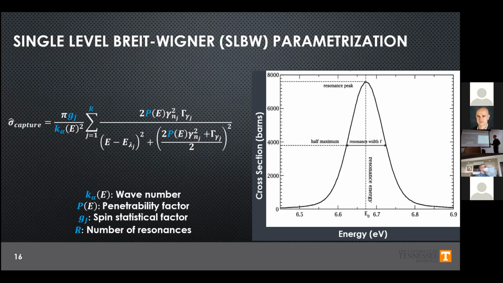You can see here in the blue, these blue variables are all from our experiment or different nuclear parameters, nuclear background information that we will know. We have k sub alpha, which is our wave number, the penetrability shows up, our spin stat factor, and then this value R is the number of resonances that are present. Again, this number is not actually known, so we'll have to provide an upper bound on this value, and then allow our model to decide how many of those resonances it wants to end up fitting with.